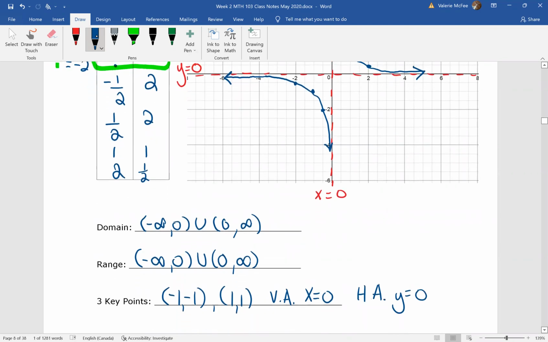Take some time, make sure you memorize these graphs. You know the domain and range for each of them. You know the picture for each of them.